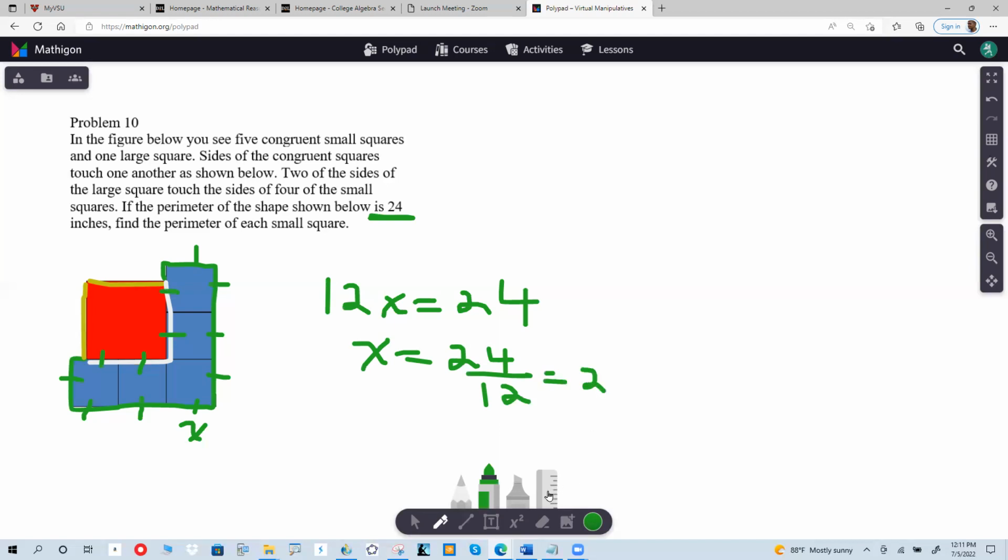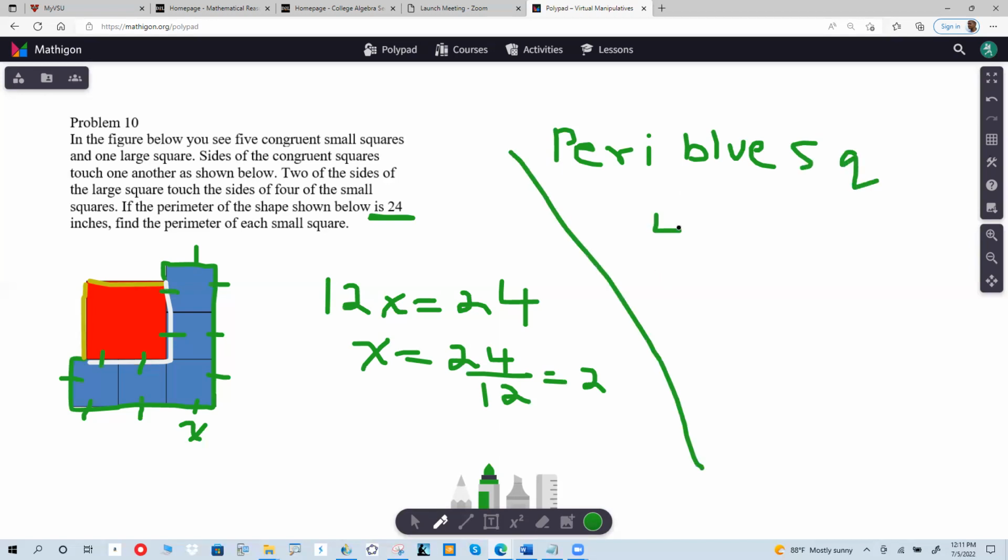If X is 2, what's the perimeter of the blue square? Let's write it here. Perimeter of the blue square, each blue square, of course, has to be 4 times 2. 2 plus 2 plus 2 plus 2 is 8. And the answer is inches.